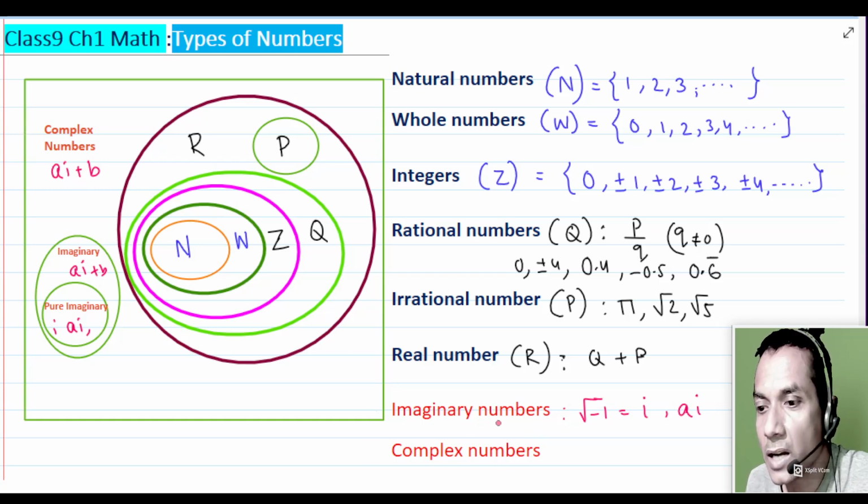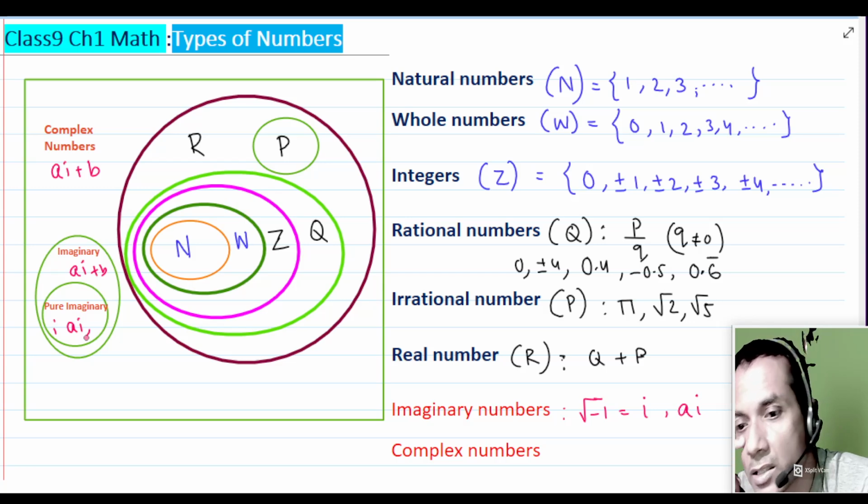So an imaginary number is actually the multiple of the imaginary iota, or the sum of real and imaginary numbers. And a pure imaginary number is only the iota, meaning a multiple of the imaginary number. There is no real part or sum there.